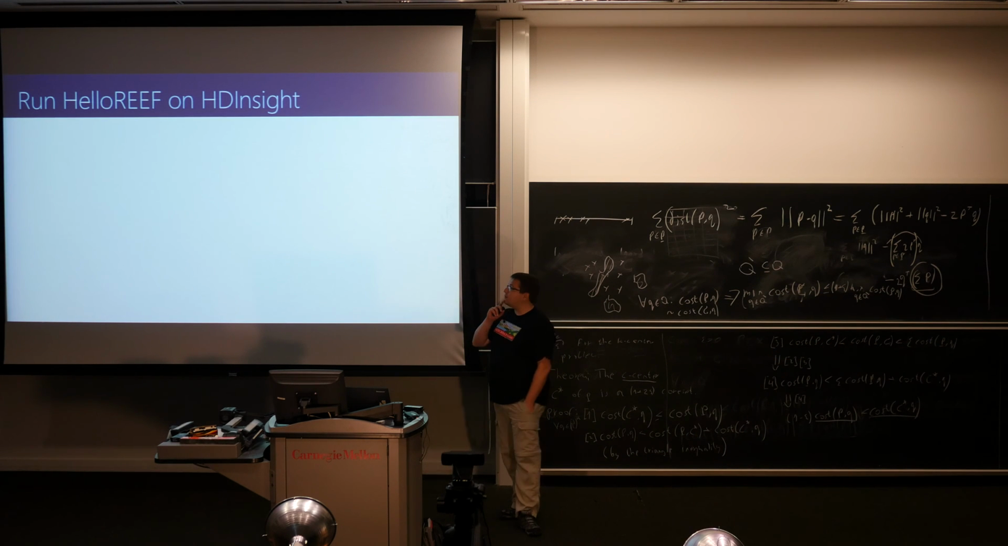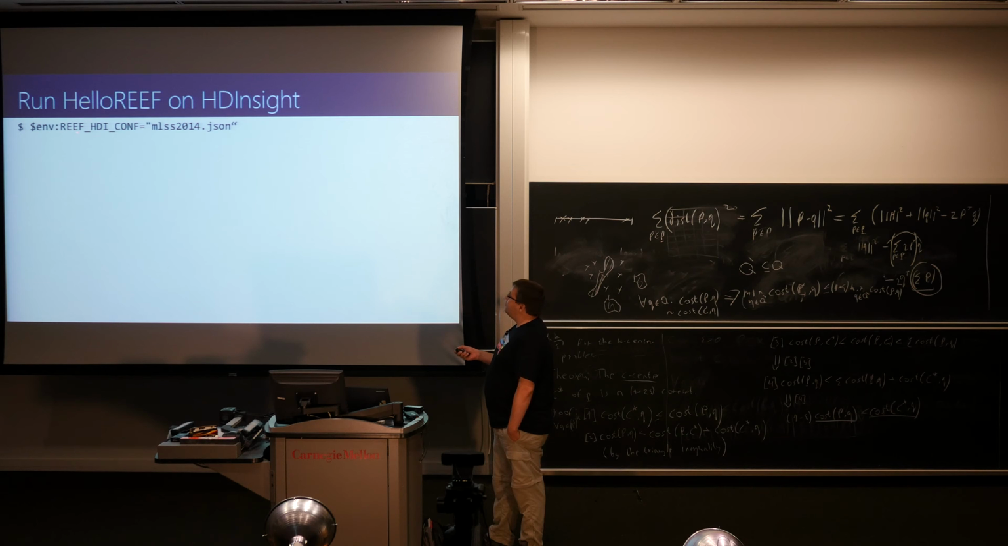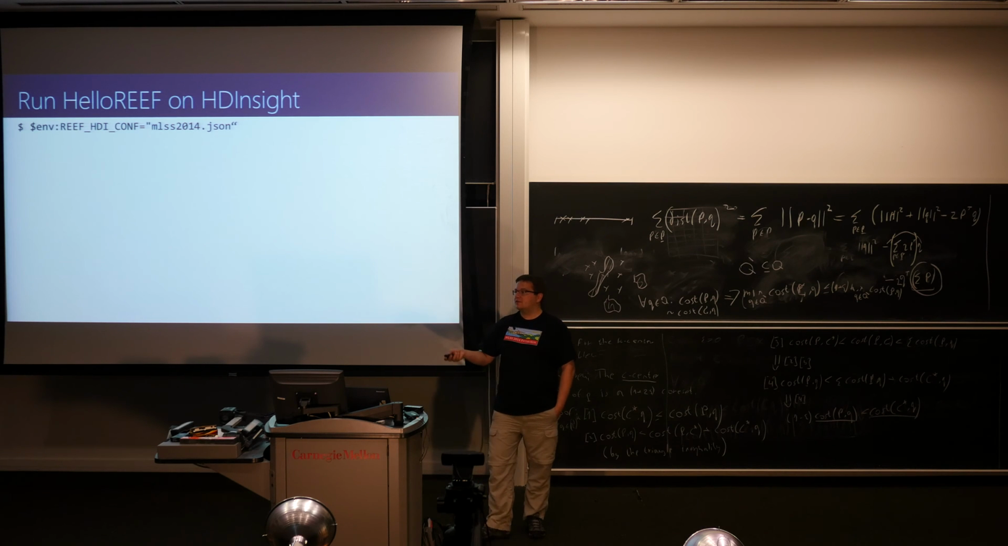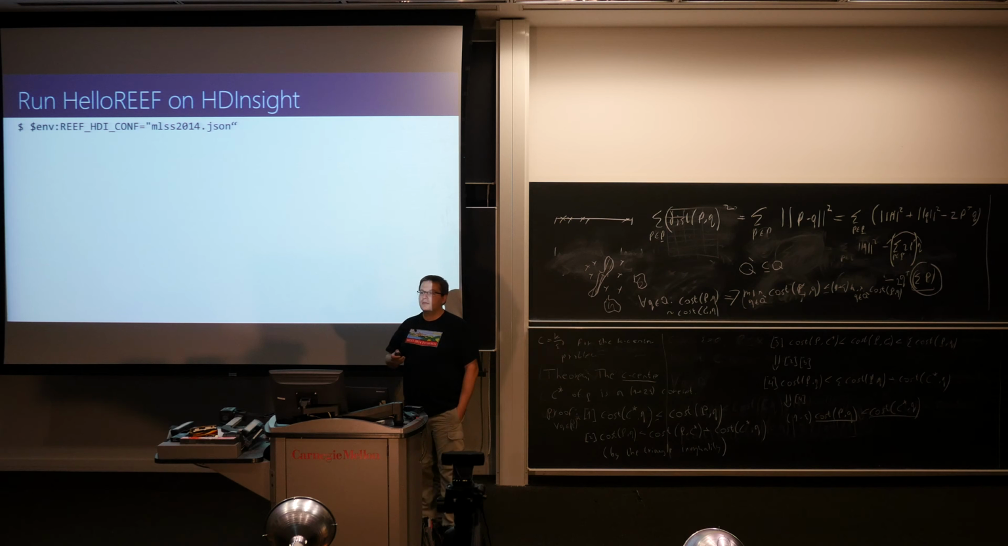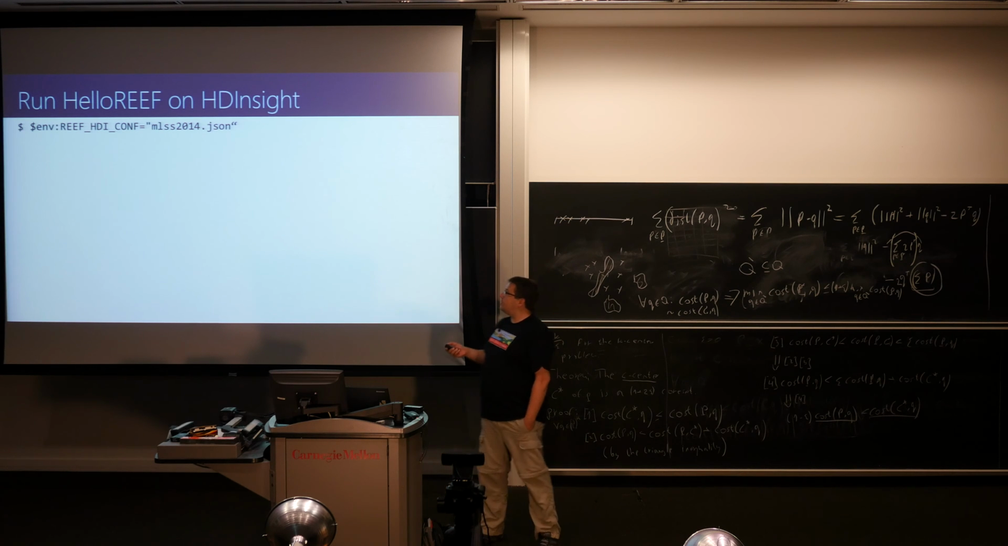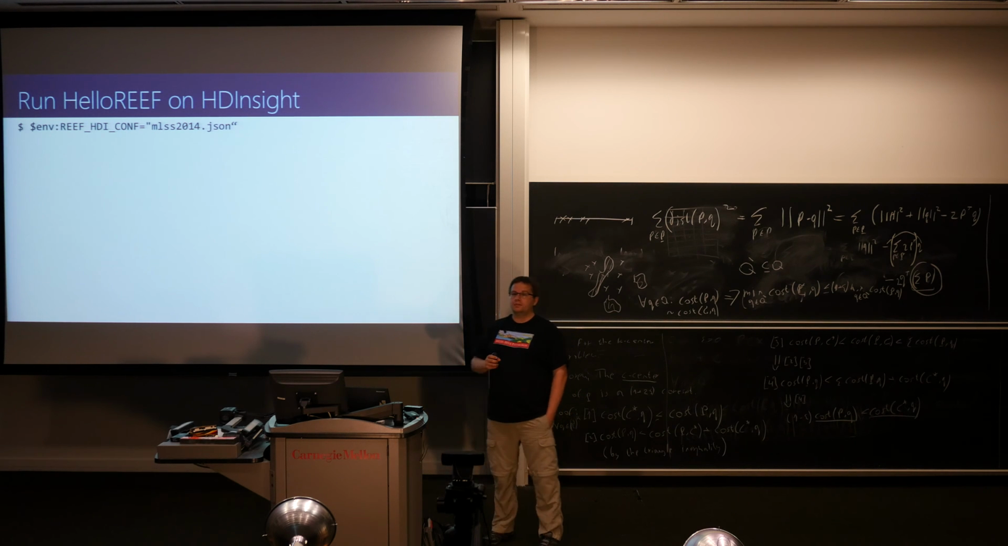Okay, so now that we all have these credentials, what you will have to do is set the environment variable called REEF_HDI_CONF to that file. It needs to point to that file. So if it's in c:\mlss.json, then set c:\mlss.json as the path. If you are not in PowerShell, then you will do $REEF_HDI_CONF equals that string, and not do the $env colon.